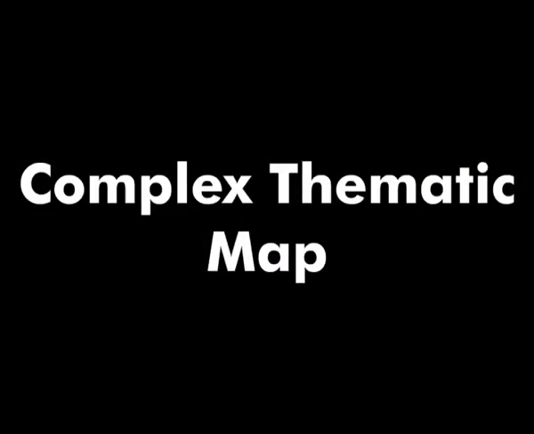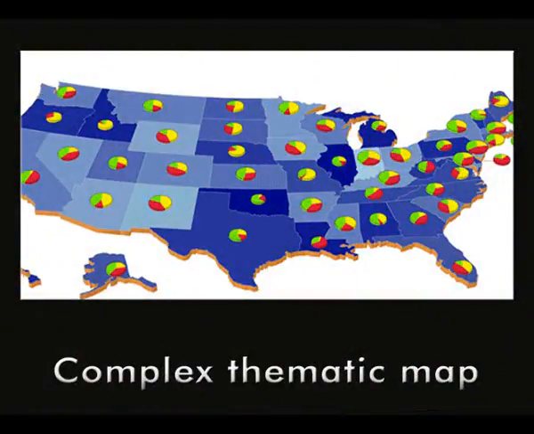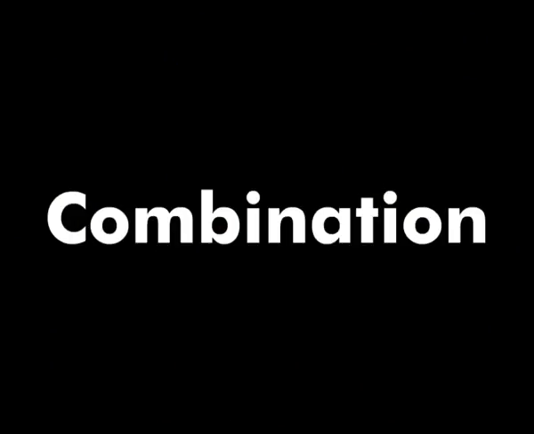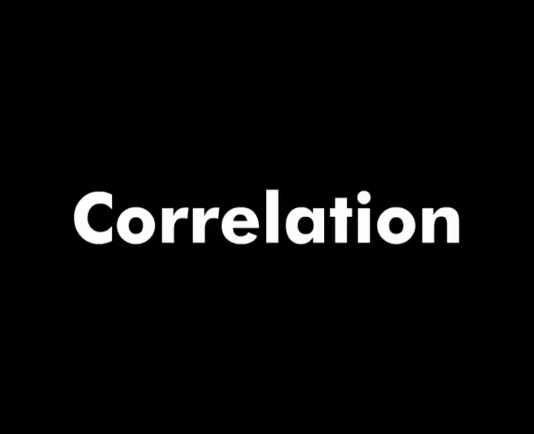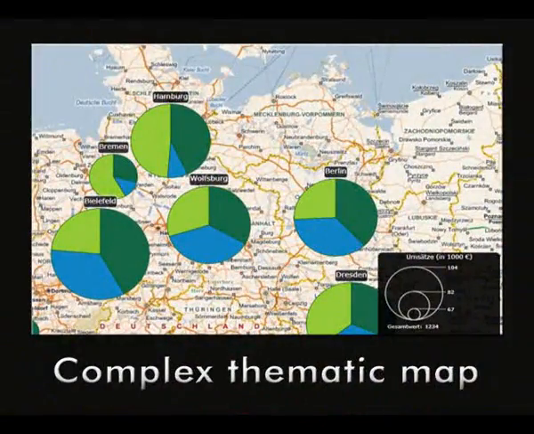Complex thematic map. When more than one data are portrayed on a single map, to show combination, correlation, etc., we get a complex thematic map. Such maps may show, for example, the rural and urban population by circle graphs.